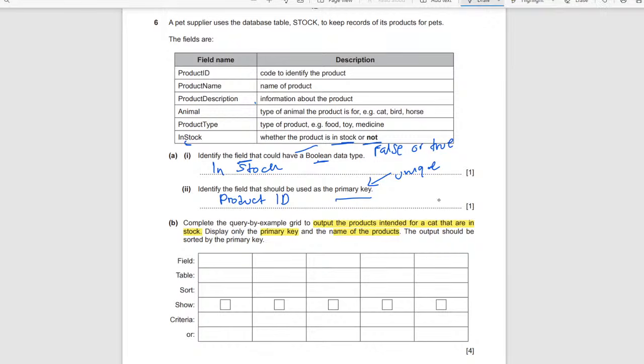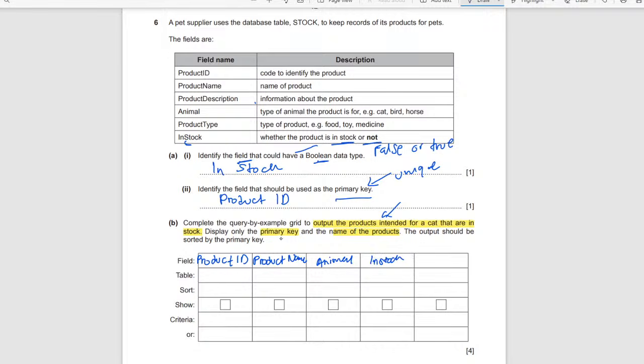Okay, so look here. We will first of all need, of course, the product ID. So we'll write here product ID. We'll then need the product name because it says output the product intended for the cat in stock. So of course we need the product name. Then we will need animal, and then we will need in stock.